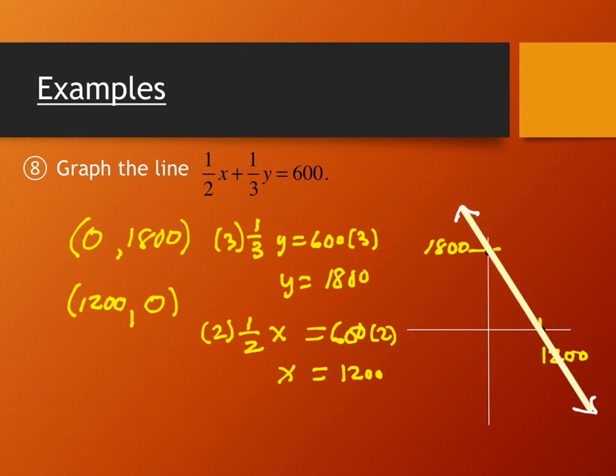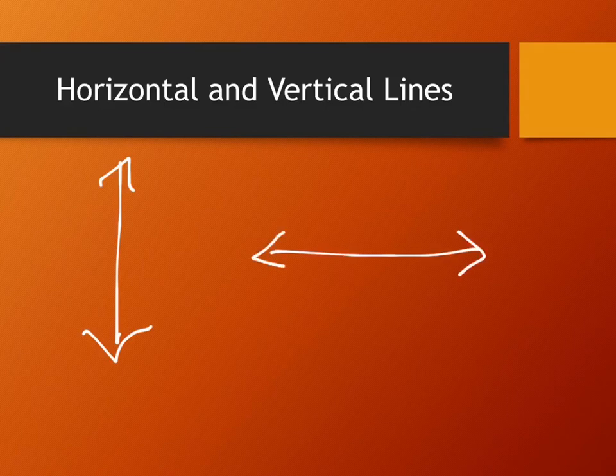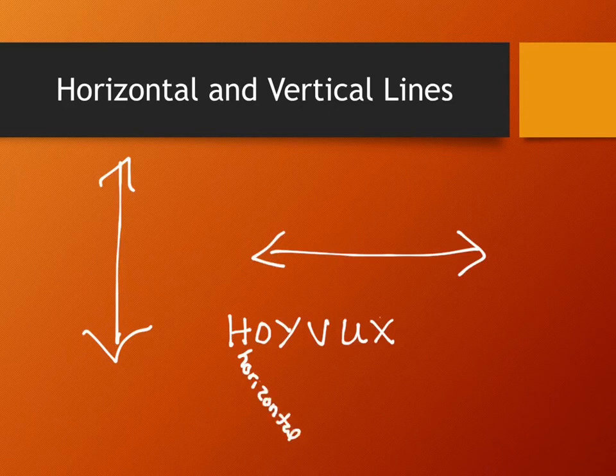All right, one last thing in this section we're going to talk about is horizontal and vertical lines. Vertical lines are the ones that go straight up and down, and horizontal lines go straight right and left. An acronym that I have found to be very useful with horizontal and vertical lines is HOIVUX. You may or may not have heard of this acronym, but it's kind of a nice one. H stands for horizontal, and likewise, of course, V stands for vertical. So let me tell you what the OY, O-Y, and the UX, U-X, stand for.